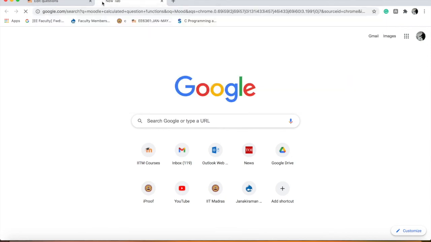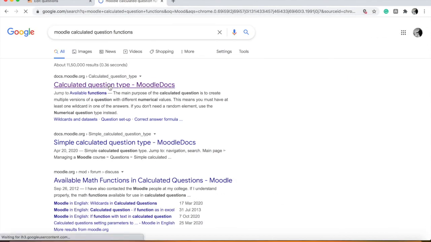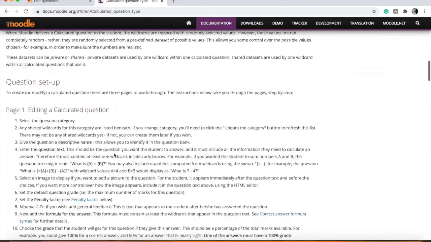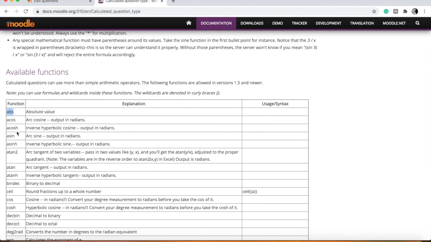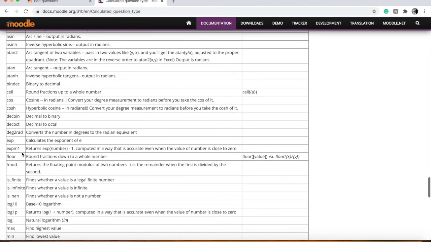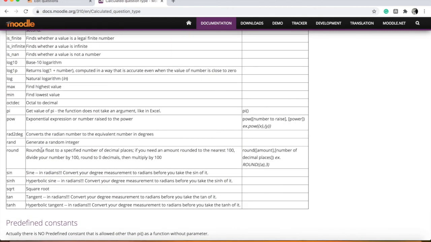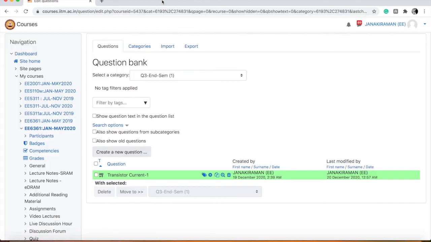Let me just show you this Moodle calculated. If you just search, you'll get this link here, and there are a basic set of functions that you can use. These are the functions that are available in Moodle. So you can freely use all of this and code even more complex questions on Moodle with this calculated type of question. With that I'd like to summarize that you can literally create a unique question for every single student in the class.